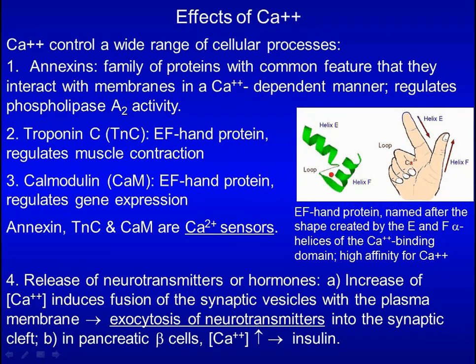Calcium also controls release of neurotransmitters and hormones. Two well-known examples are the release of neurotransmitter into the synaptic cleft and release of insulin from pancreatic beta cells. Today, we will focus on these three proteins.